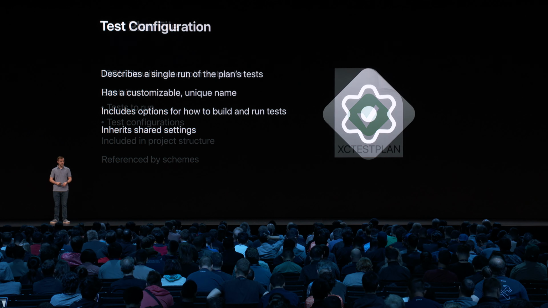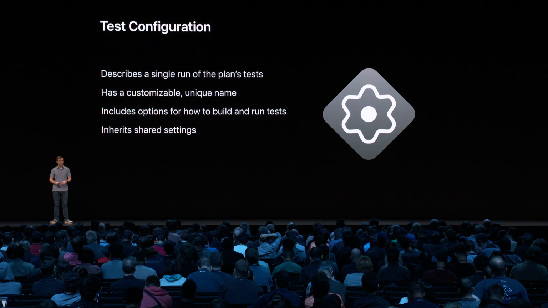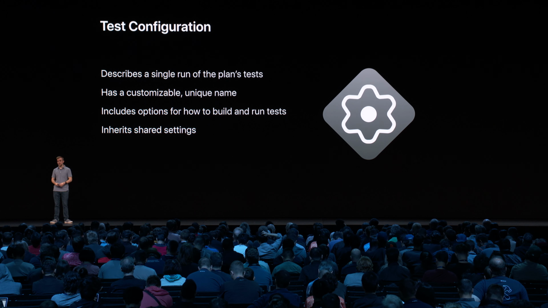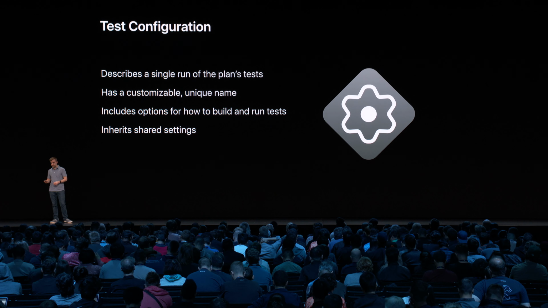Now, a test configuration, meanwhile, describes a single run of your entire plan's tests. And each test configuration has a customizable, unique name, and it's a really good idea to give each test configuration a meaningful name for your project, since you'll see that name in places like the Test Diamond popover menu and the test report like we saw.